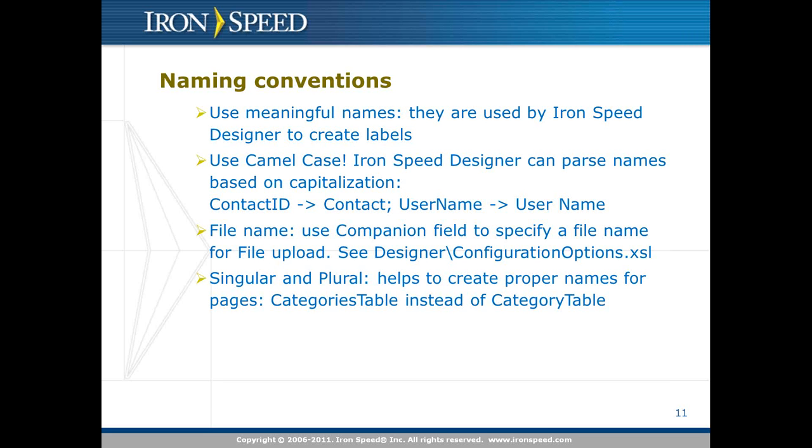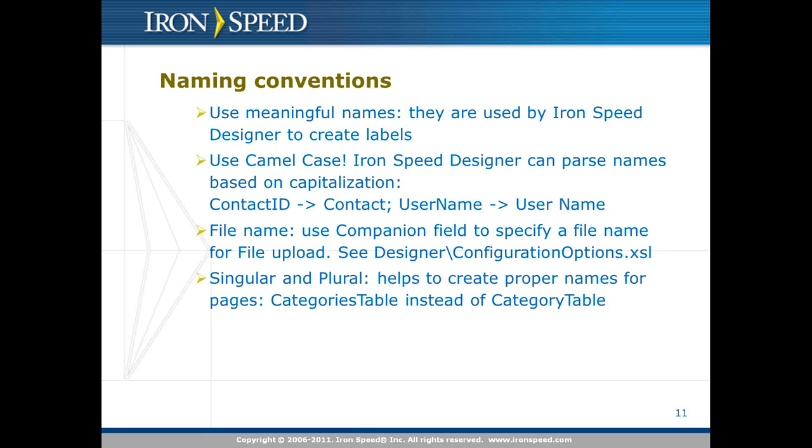So for the designer, to make the best of Iron Speed Designer, it's very important to have proper naming in the database. First of all, use meaningful names, because Iron Speed Designer uses the names in your schema to create labels. So if you use meaningful names, your labels will most likely already have the exact wording you would like. Of course you can change any of the labels, but it's a huge job if you have hundreds of pages, to go to every page and change it. Instead, if you already created a proper name for a field, the designer will already create a label which you don't need to change.